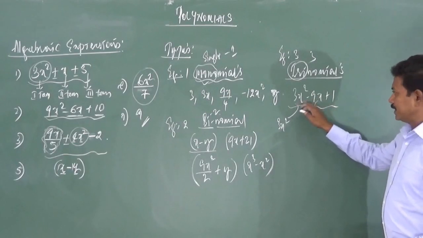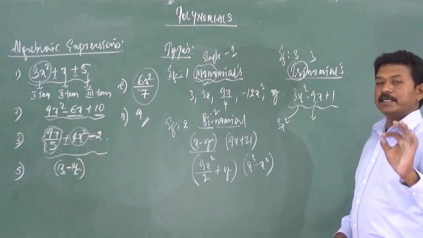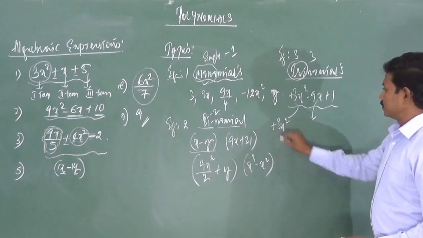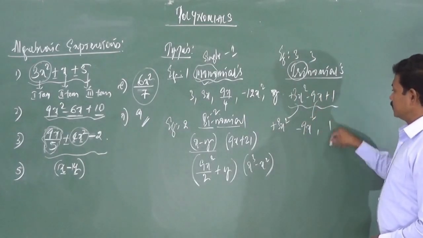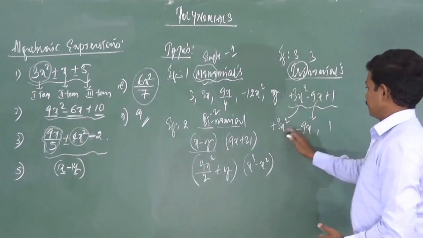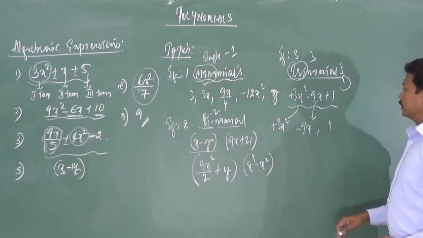In the sense, while writing the terms of an algebraic expression, you have to consider the sign also. So here 3x square, it is having plus sign, so that is plus 3x square. So second term is minus 9x and third term is 1. So these 3 terms are connected together by plus sign and minus sign. As they have 3 terms, therefore it is called a trinomial.